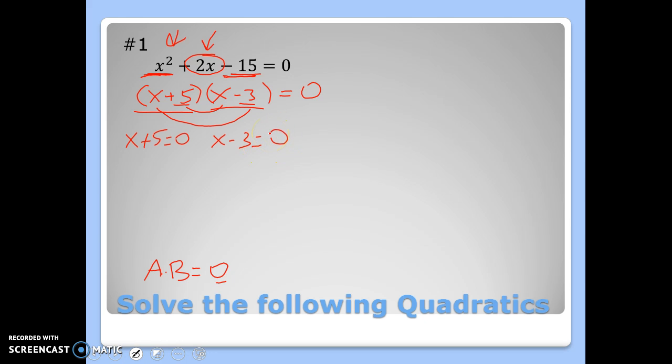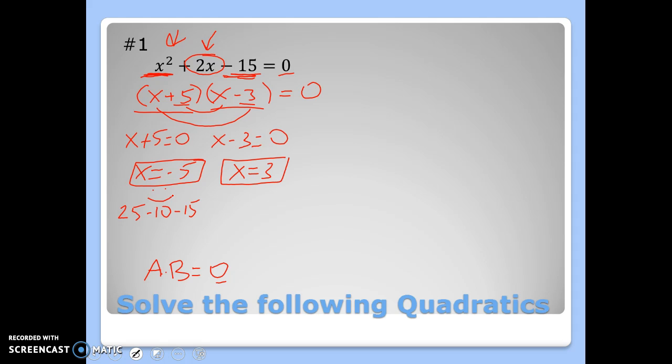And if it's the x plus 5 that's equal to 0, we'll subtract 5 from both sides, and x is negative 5. That's one solution. The other one, if we add 3 to both sides, x is 3, and that would be my other solution. We could check to make sure that both of these work. If I plug in a negative 5 for x, negative 5 squared is going to be 25. Then plus 2 times negative 5 is negative 10. And then minus the 15, that does indeed give me 0. And so this one is a solution that works.